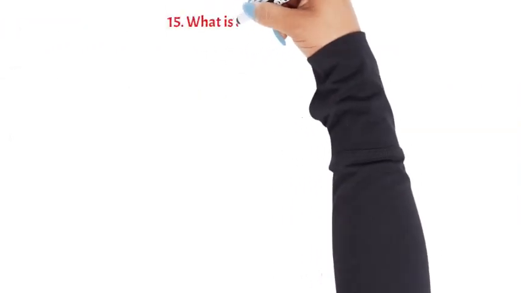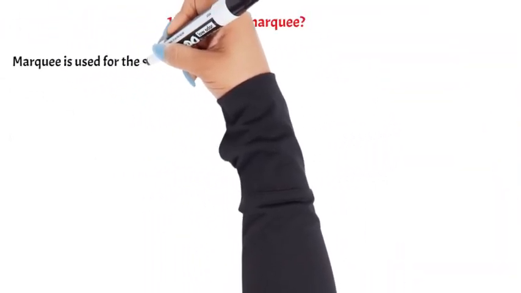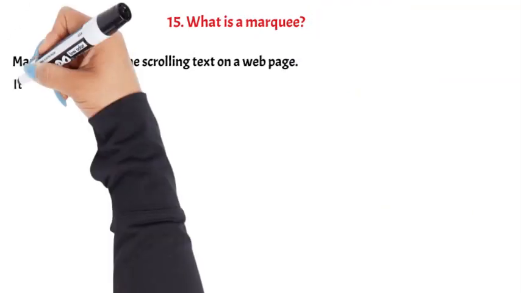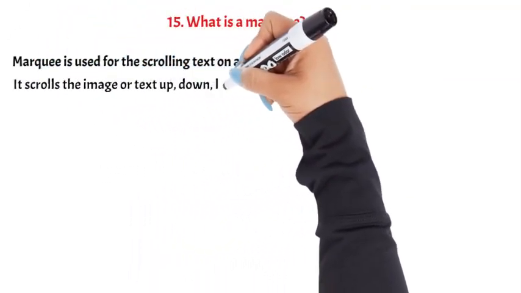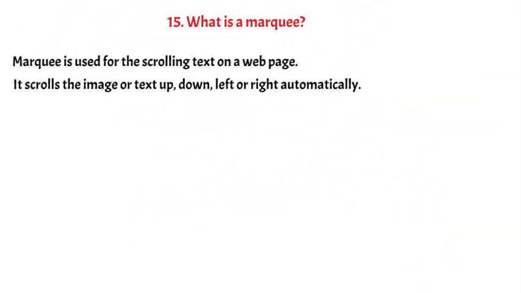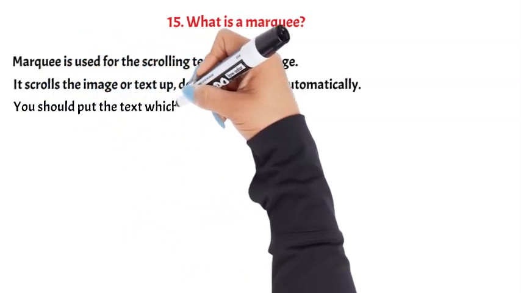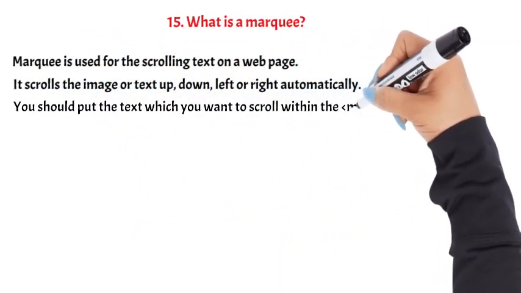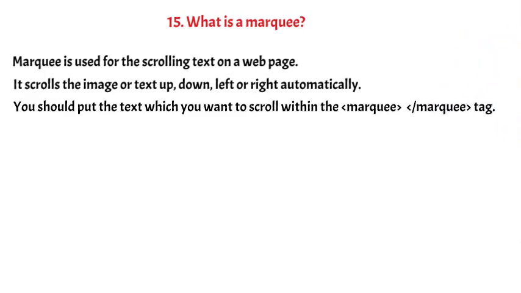15. What is a marquee? Marquee is used for scrolling text on a web page. It scrolls the image or text up, down, left, or right automatically. You should put the text which you want to scroll within the <marquee> </marquee> tag.